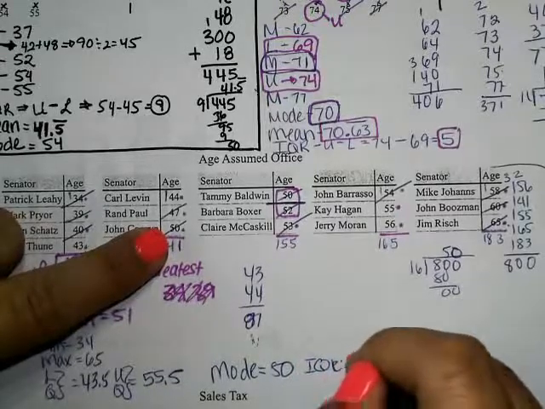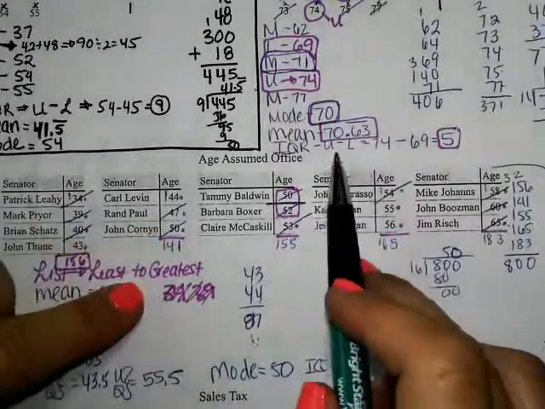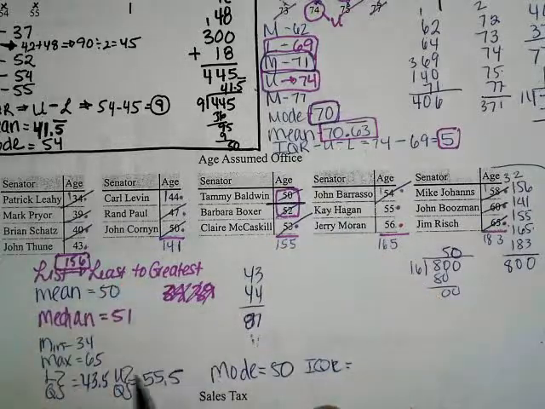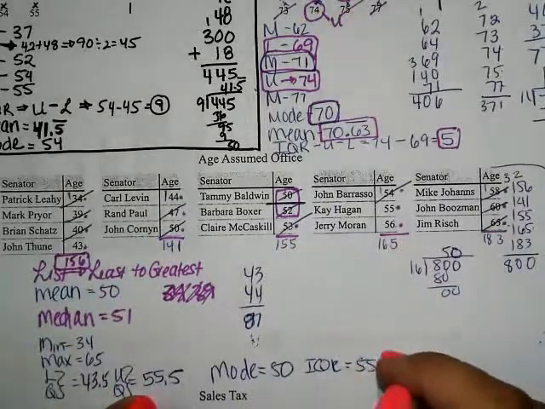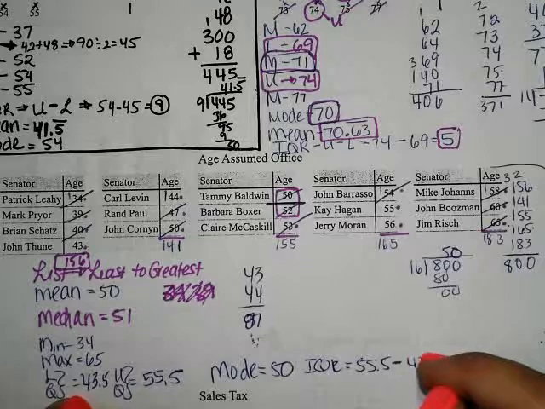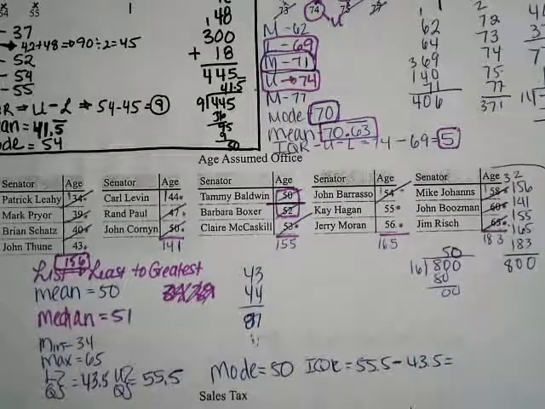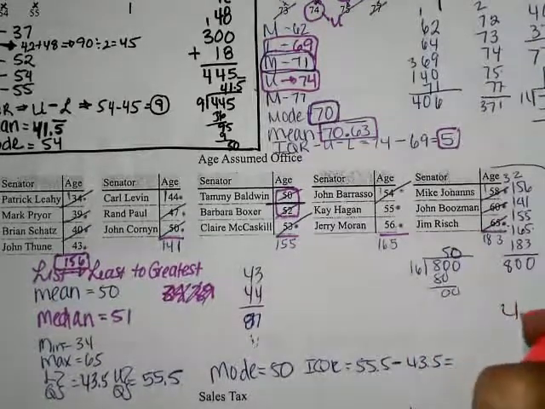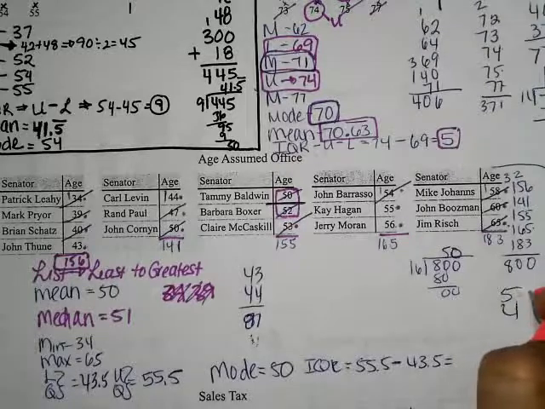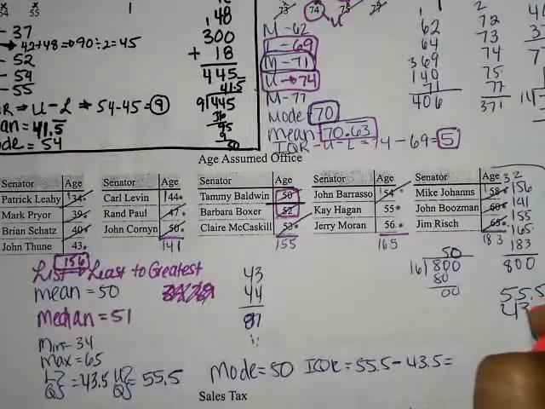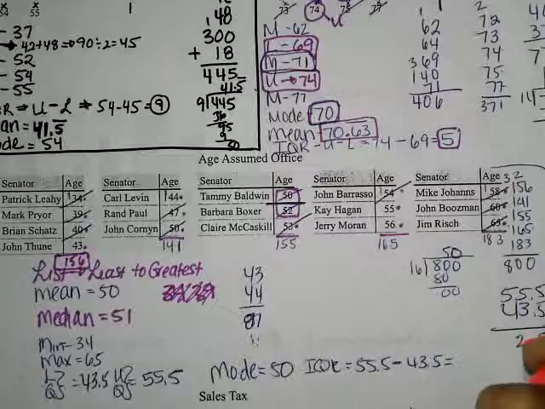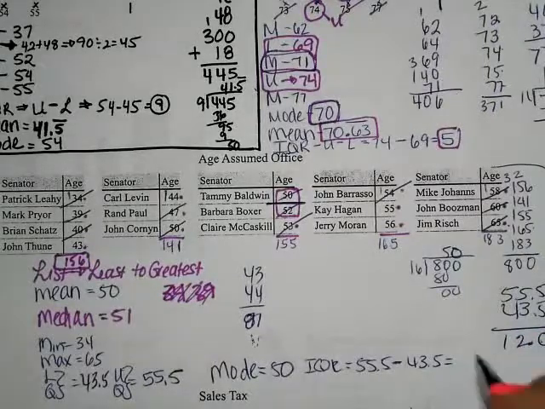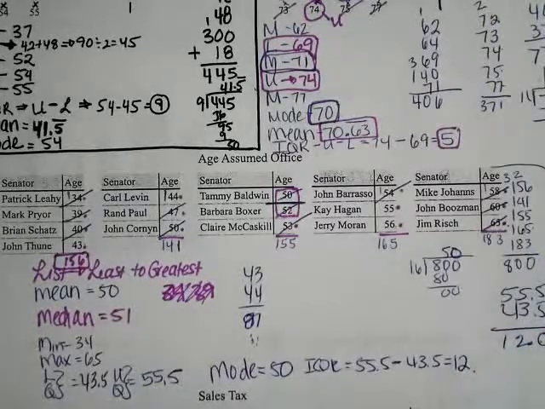Okay, the IQR. Remember, IQR is the upper quartile minus the lower quartile. So my upper quartile is 55.5 and my lower quartile is 43.5. So it's subtract the two. I'm going to come to the side. 55.5 minus 43.5 gives me 12. So my IQR is 12.